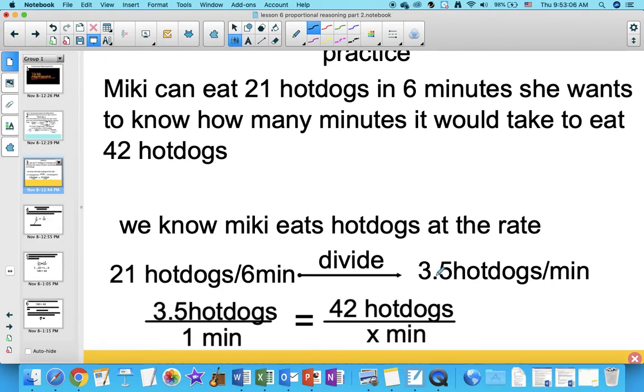Now, this is something you may not be used to. You have a decimal in your fraction or in your rate. That's fine, right? It doesn't change anything. You still treat it like a number. You don't make any differences.